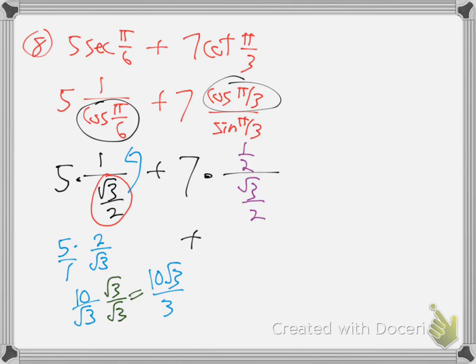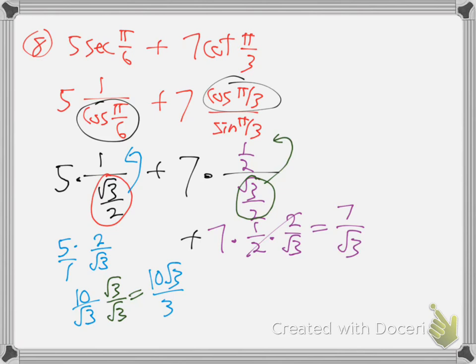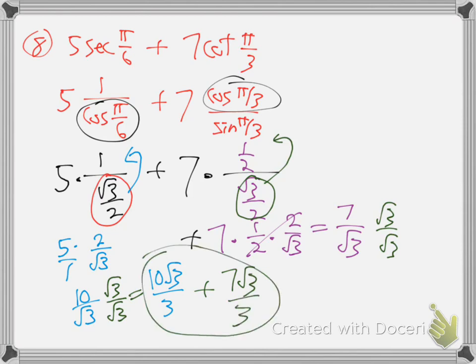Plus, and then the other one, you grab that root 3 over 2 in the bottom and flip it up. It's going to be 7 times a half times 2 over root 3. These cancel. So it's 7 over root 3. Never leave a root on the bottom. So it's plus 7 root 3 over 3, which is 17 root 3 over 3. Done.